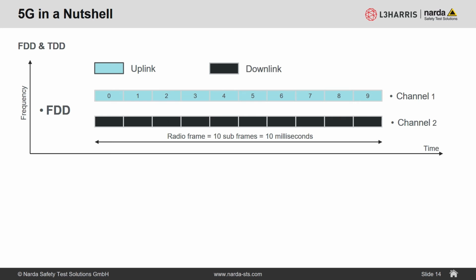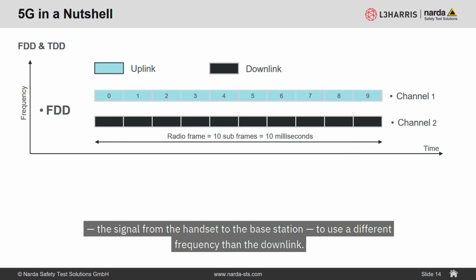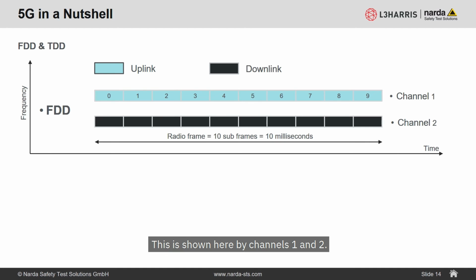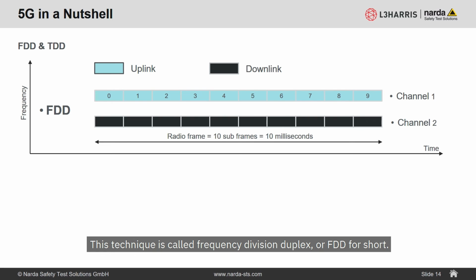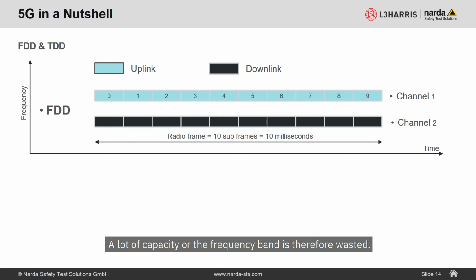FDD and TDD. In the early years of mobile communication, it was usual for the uplink, the signal from the handset to the base station, to use a different frequency than the downlink. This is shown here by channel 1 and 2. In each radio frame, there are 10 subframes available for the uplink and 10 for the downlink. This technique is called frequency division duplex, or FDD for short. Experience has shown, however, that the uplink is used much less than the downlink. A lot of capacity of the frequency band is therefore wasted.